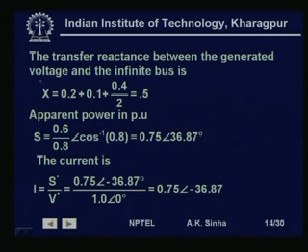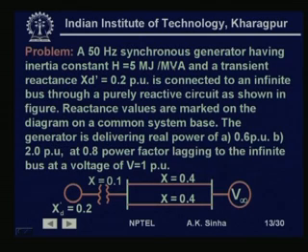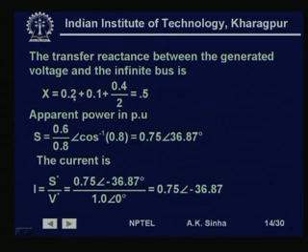So, first what we will do is find the transfer reactance between the generated voltage and the infinite bus, that is, the voltage behind the reactance for this machine. As we have seen earlier, the simplified model had a voltage behind the transient reactance, and for this voltage source, the transfer reactance up to the infinite bus is 0.2 plus 0.1 plus 0.4 by 2, that is 0.5 per unit.